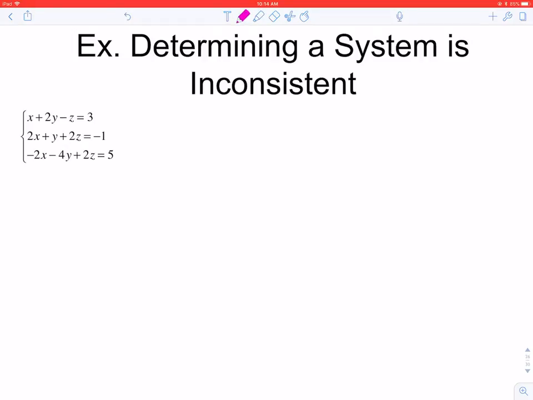Okay, so let's try solving this system, which we can see it's telling us it's going to be inconsistent, but let's see what that looks like. So first, writing the system as an augmented matrix.